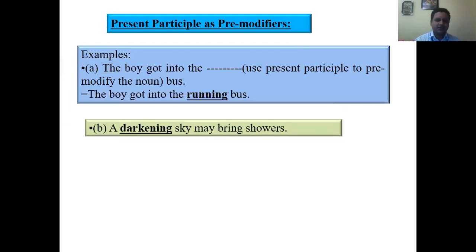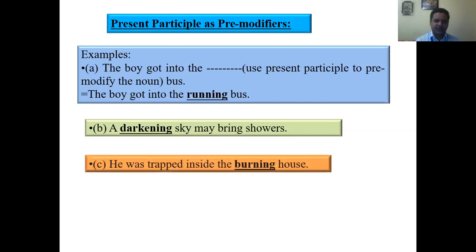Let's see another example. A darkening sky may bring showers. The word darkening, present participle, sitting before the noun sky acts as pre-modifiers. I'm giving you another example. He was trapped inside the burning house. Pre-modifying the noun house. Here burning, present participle, sitting before house acts as pre-modifiers.